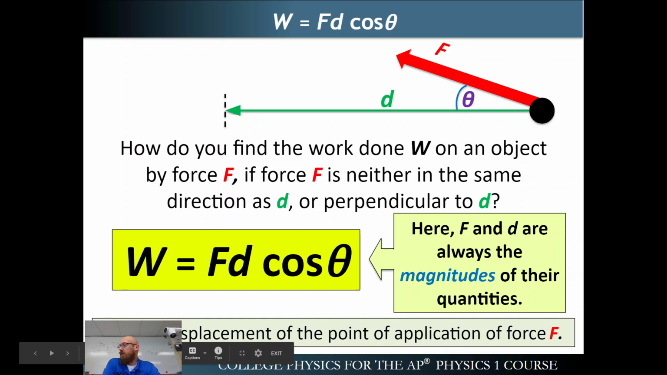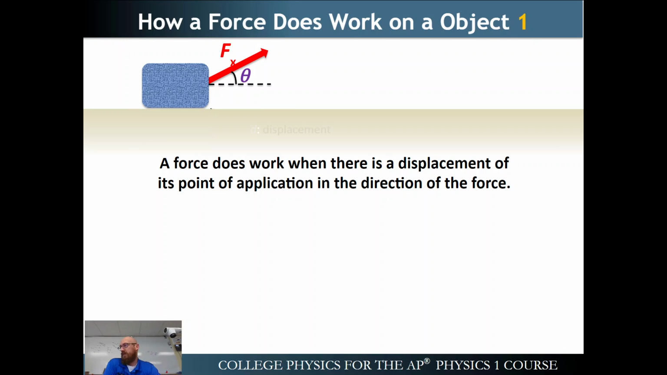Okay? Now, I like to make the note, d is the displacement of the point of application of the force. And you'll see that on questions. Just make the note, d is the displacement of the point of application of that force. Meaning if you have other parts of the object that move, that's not where the work is done. All right, force does work when there's a displacement in its application.